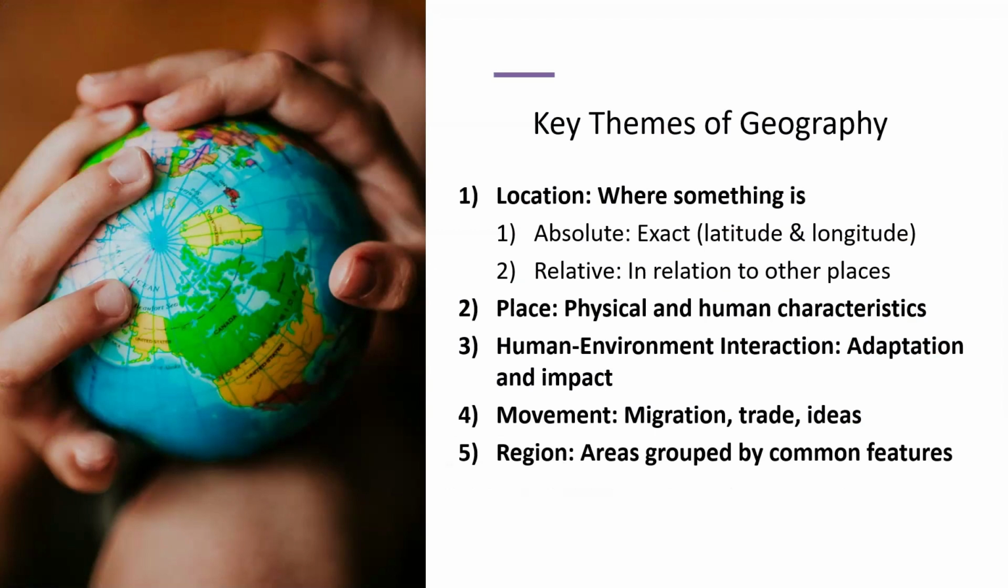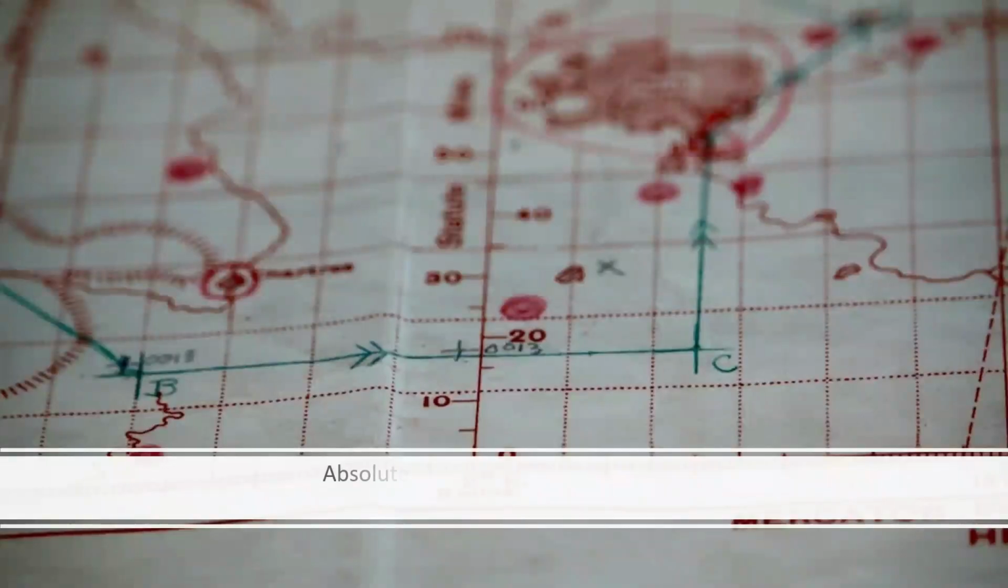We talked through the key themes of geography. We talked about location, where something is, absolute location, and relative location. We talked about place, about the physical and the human characteristics that make somewhere unique. We talked about human environment interaction. We talked about movement through migration, through trade, through the spread and diffusion of ideas. We talked about regionalization, where areas are grouped together by common features.